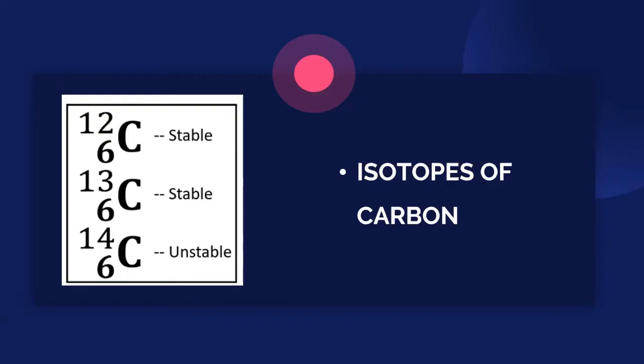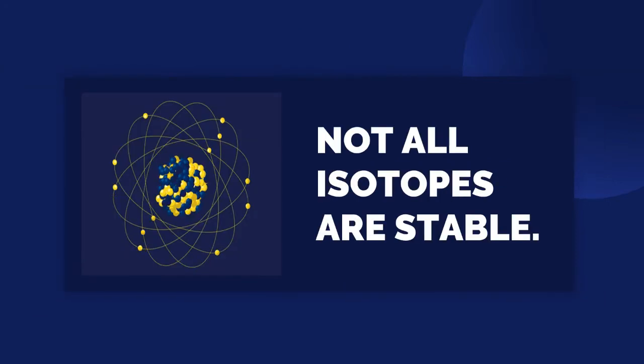Another example of the isotopes natin is we have the isotopes of carbon. We have carbon 12 which is considered stable, carbon 13 which is stable, and carbon 14 which is unstable. But what does it mean when we say an isotope is unstable? Take note of this one. Not all isotopes are stable. Some of them are unstable.